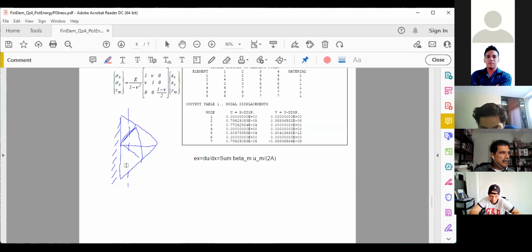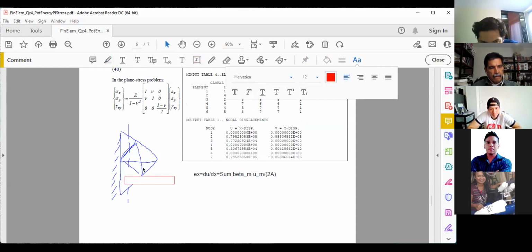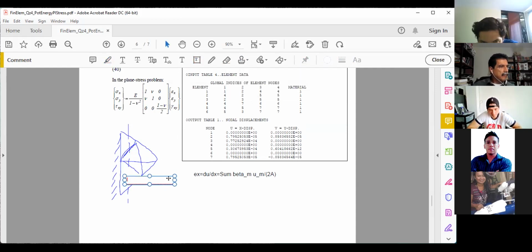For some reason I cannot write here, but here I have an element, and this one here is element 1, I guess. So this is element 1. And the next one, I think, is element 2. So I have another element here.